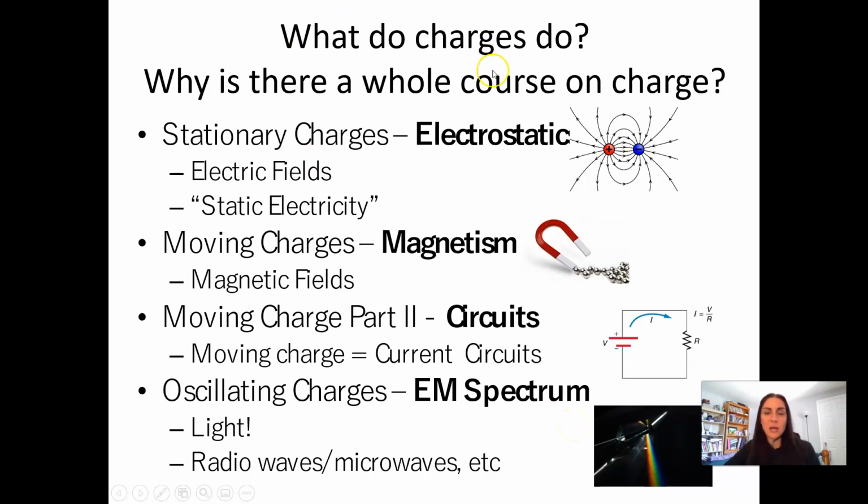So the charges as a whole are very important to study. It's very important to know what they do. And I know all of you are not physics majors, but I hope you have, even just from this one lesson, an appreciation for what charges do in our everyday life.